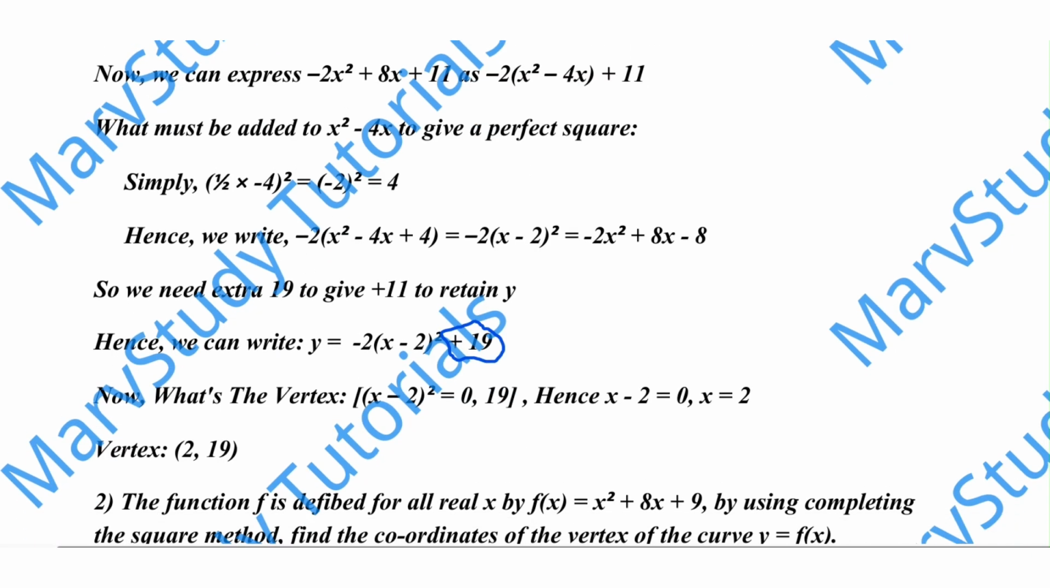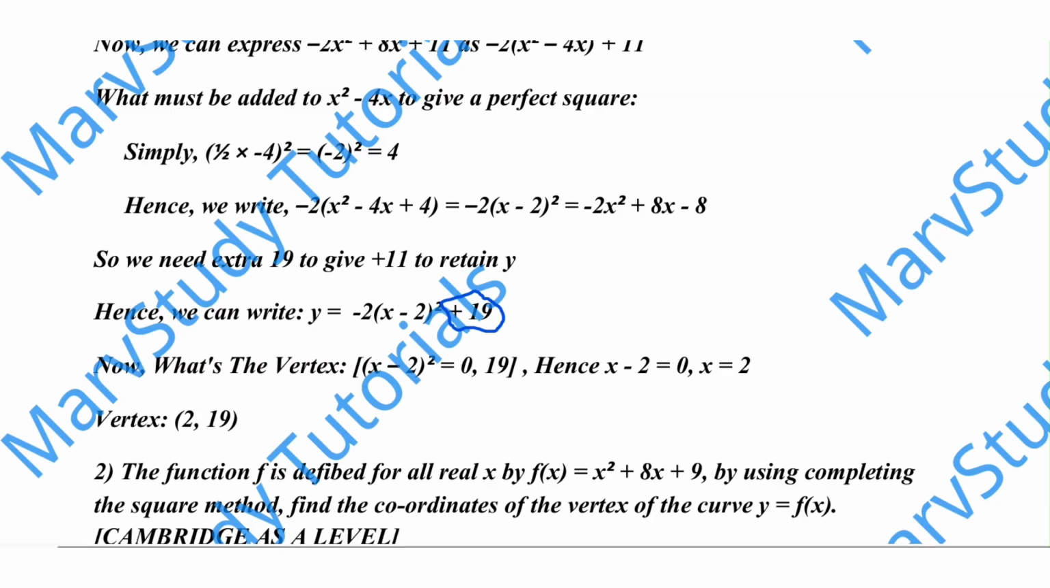You can pause the video and attempt the second question on determination of the coordinates of the vertex. Question number 2 says, the function f is defined for all real x by f of x equal to x squared plus 8x plus 9. Now the question is, by using the completing the square method, find the coordinates of the vertex of the curve y equal to f of x.